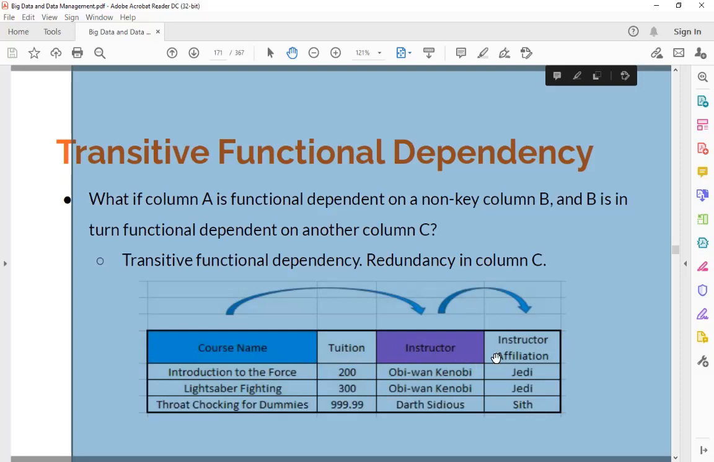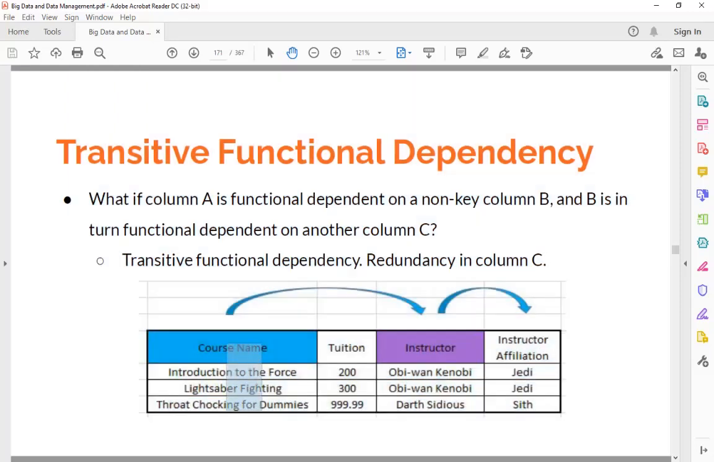Instructor affiliation is relatively stable. It's not going to change just because I take another course. Let's say I'm teaching DS530. If I start teaching DS610, it doesn't mean that I will change my affiliation from Jedi to this. Right. So right now, instructor affiliation is functionally dependent on instructor. The problem is instructor is a non-key column, and that non-key column is functionally dependent on the primary key. So this is transitive dependency. Affiliation is not functionally dependent on course name. Instead, it's dependent on a non-key column, instructor.